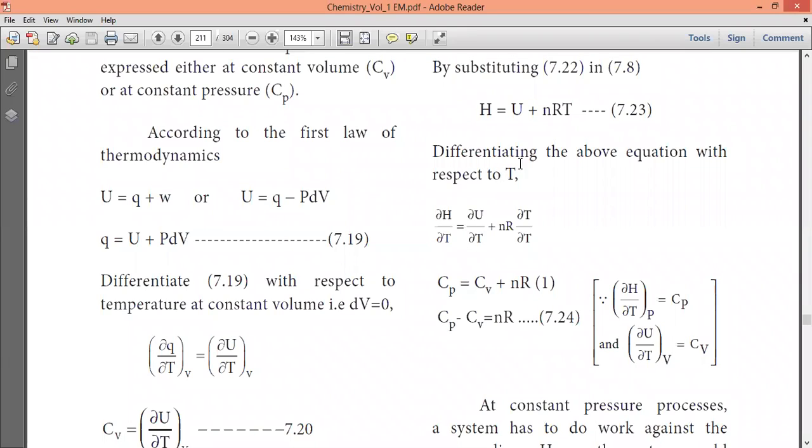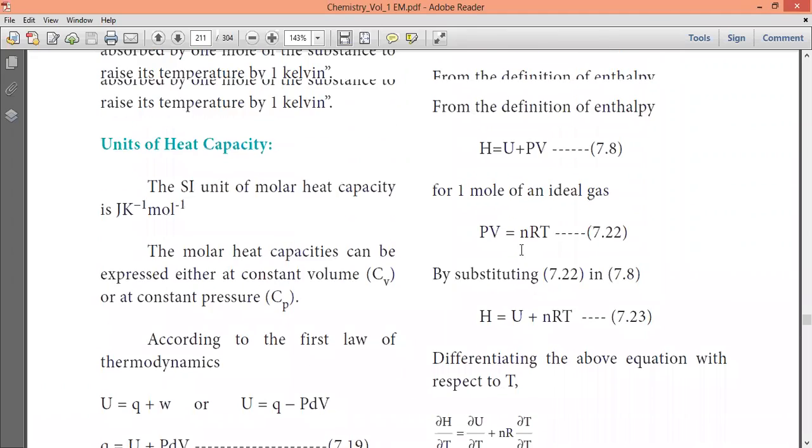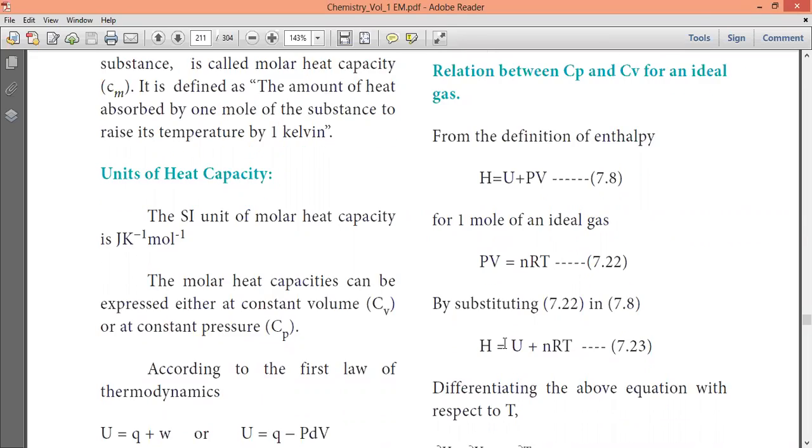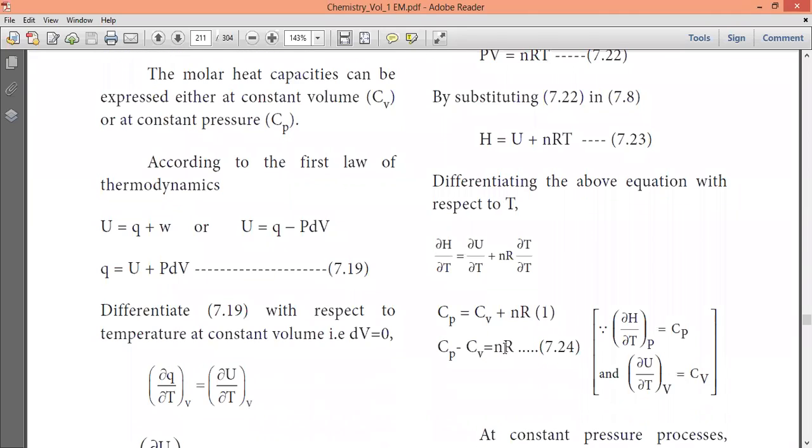Previously we discussed the molar heat capacity and the units of heat capacity. All that we discussed in the previous video session.